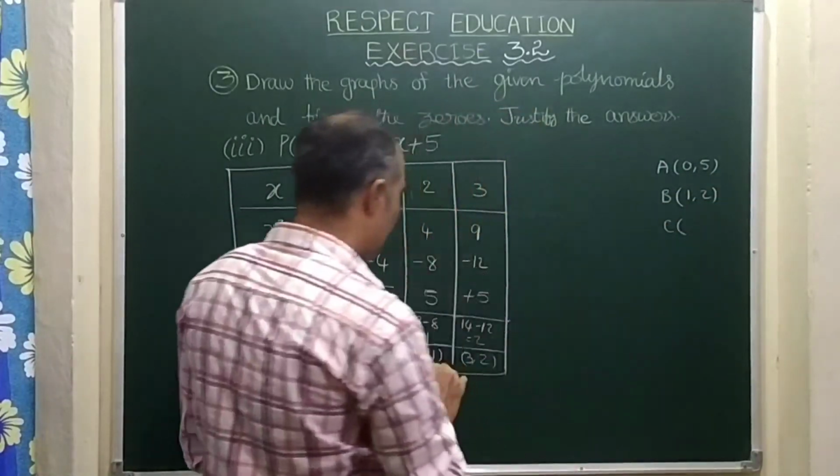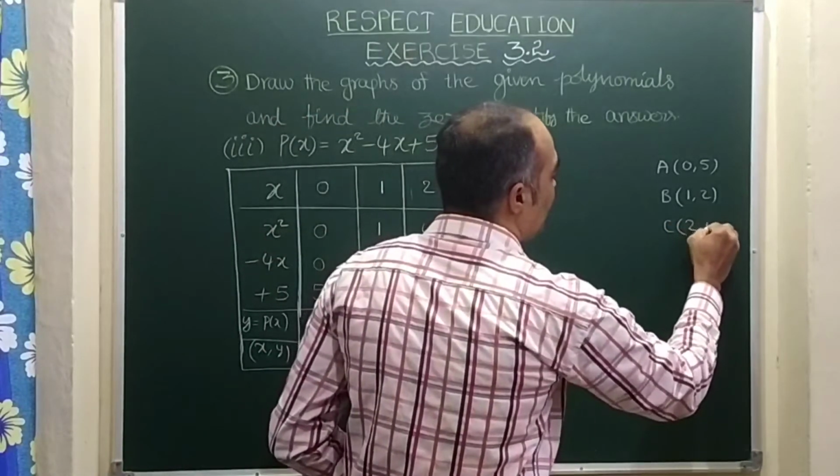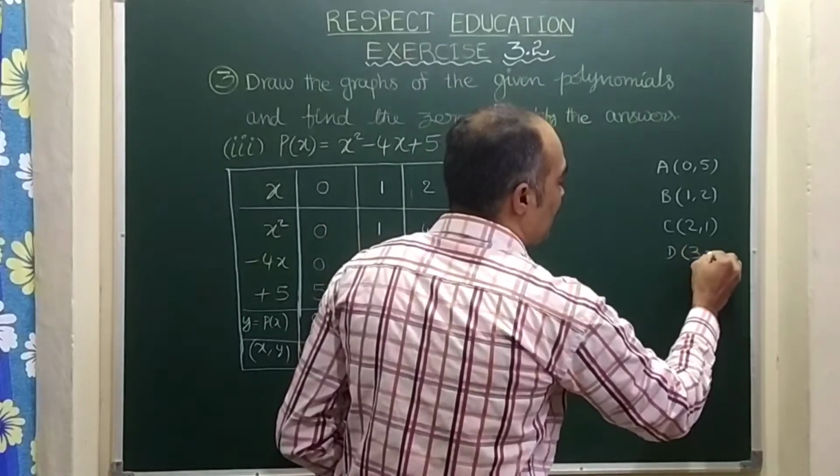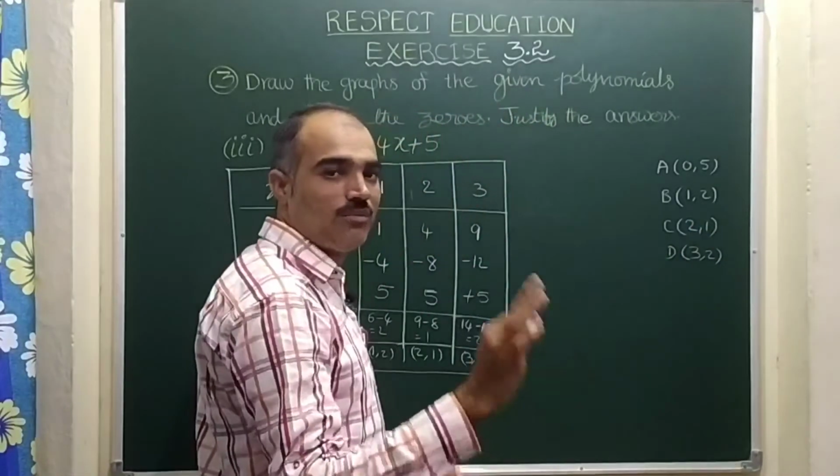Third point is C (2, 1). Fourth point is D (3, 2). Here I am saying the reason why I stopped taking points.